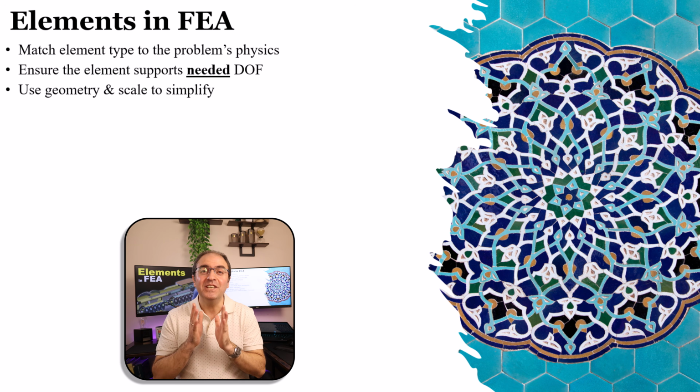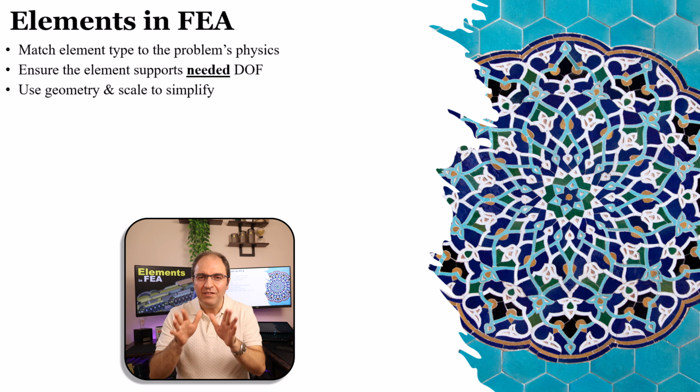Third, the geometry and scale of the part. If one dimension is much larger or smaller than the others, you can often simplify the model using one-dimensional or two-dimensional elements. For example, rods for slender members or plane stress elements for thin sheets. But when all dimensions are comparable, you typically need 3D solid elements.